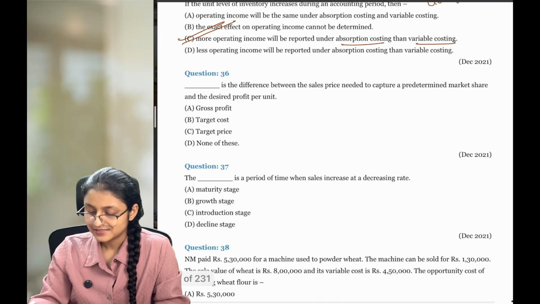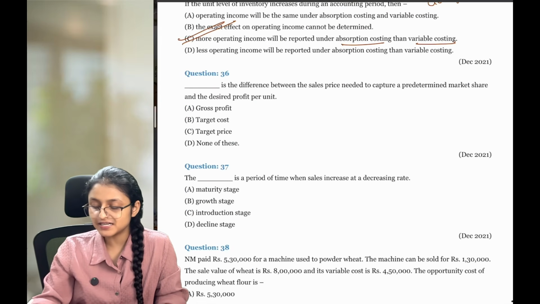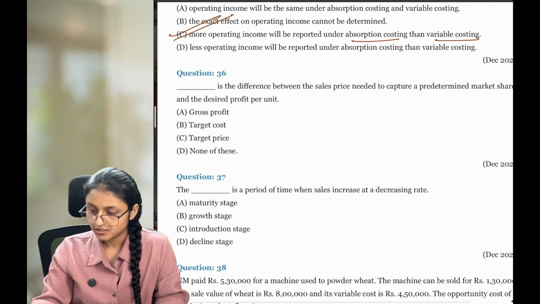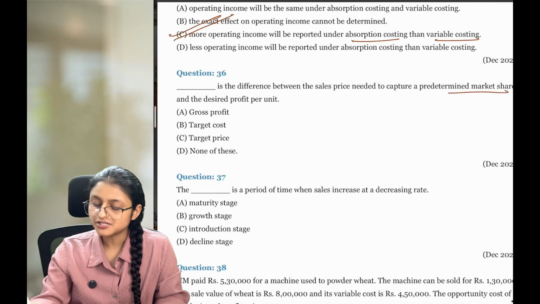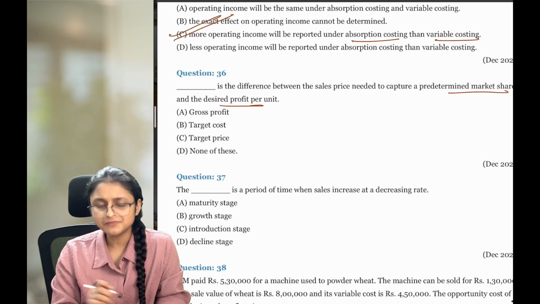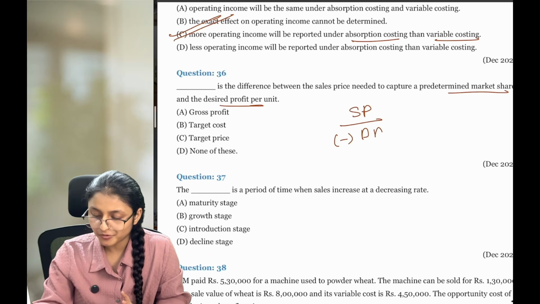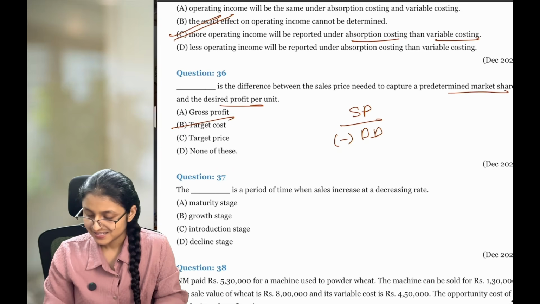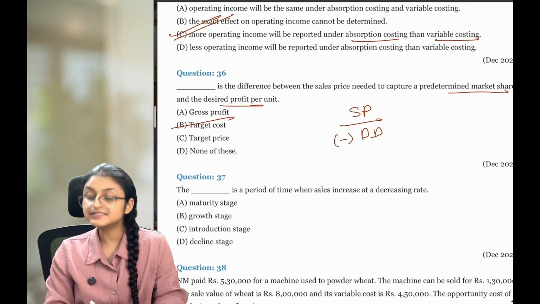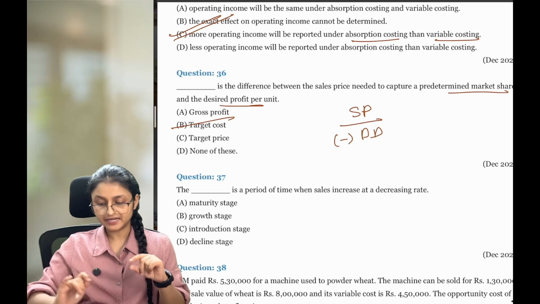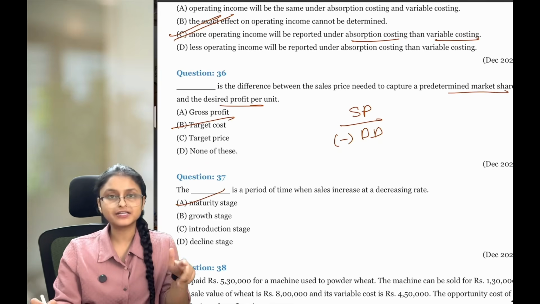Okay. Next, dash is the difference between the sales price needed to capture a predetermined market share and the desired profit per unit. Difference between predetermined market share and the desired profit. Predetermined market share means your selling price as per the market minus desired profit gives you target cost only. Okay. Dash is a period of time when sales increases at a decreasing rate. Sales is increasing but now at a decreasing rate. And if that happens, you are at maturity stage.